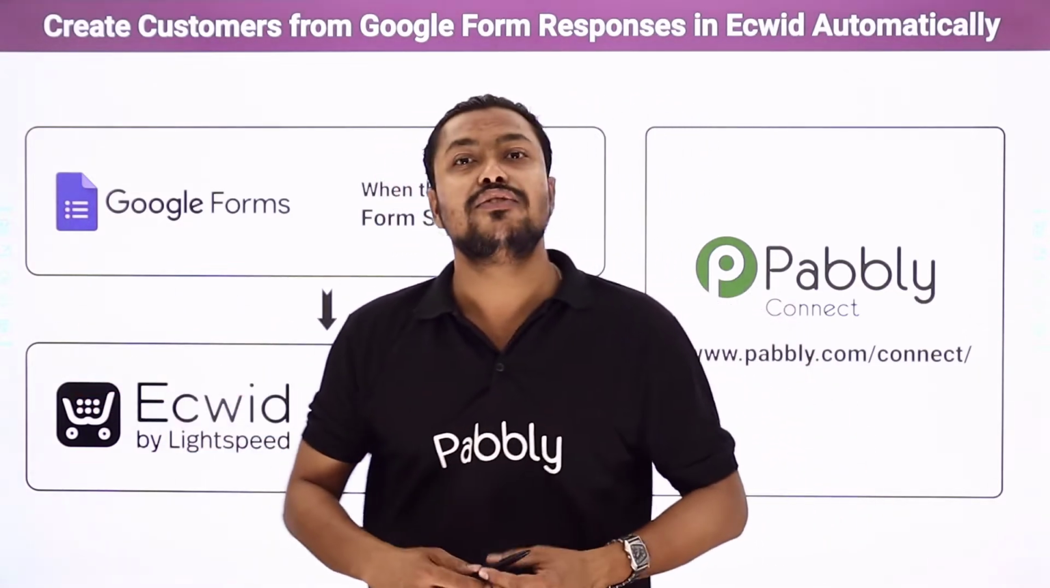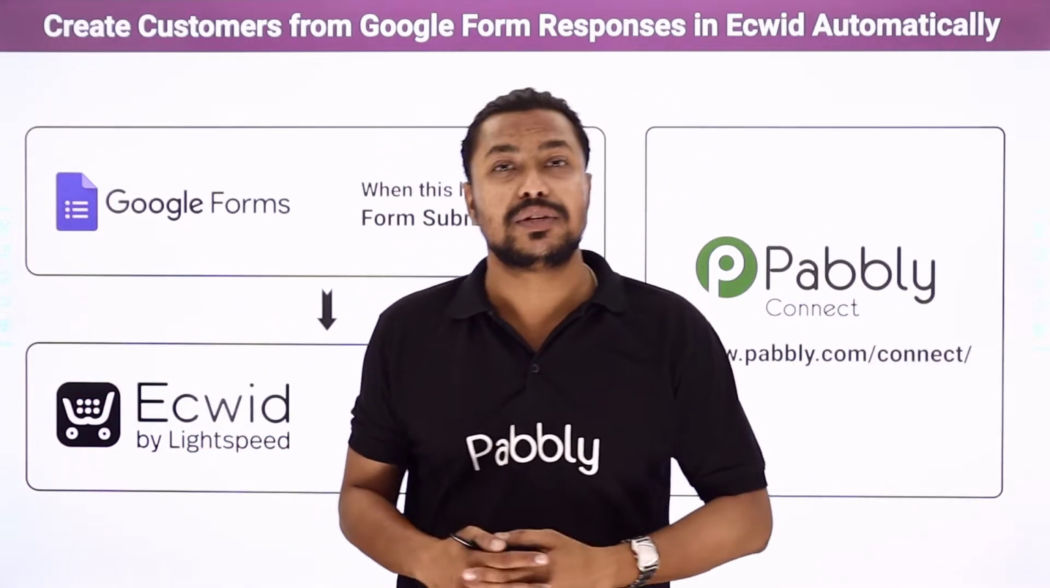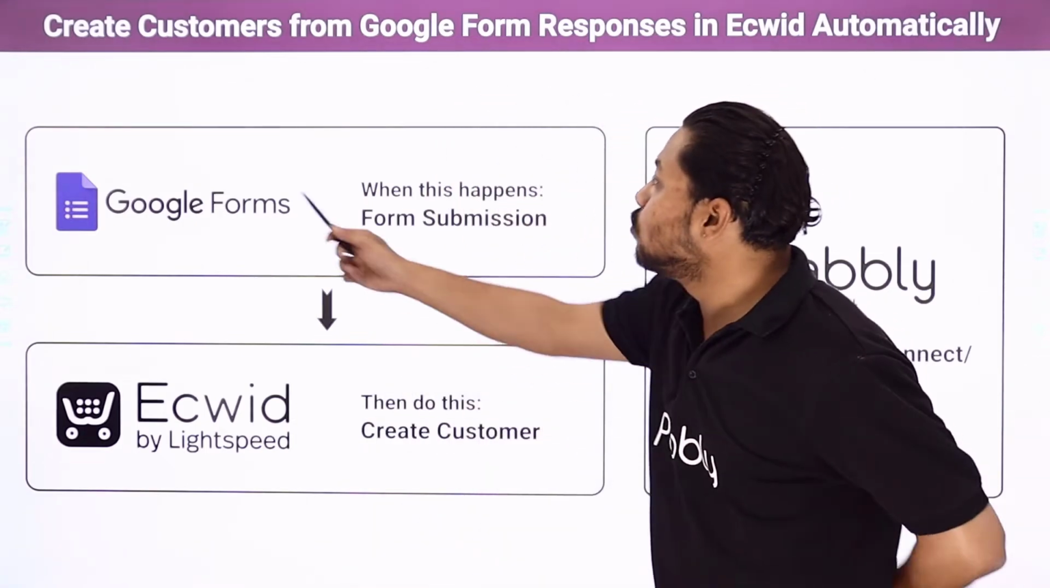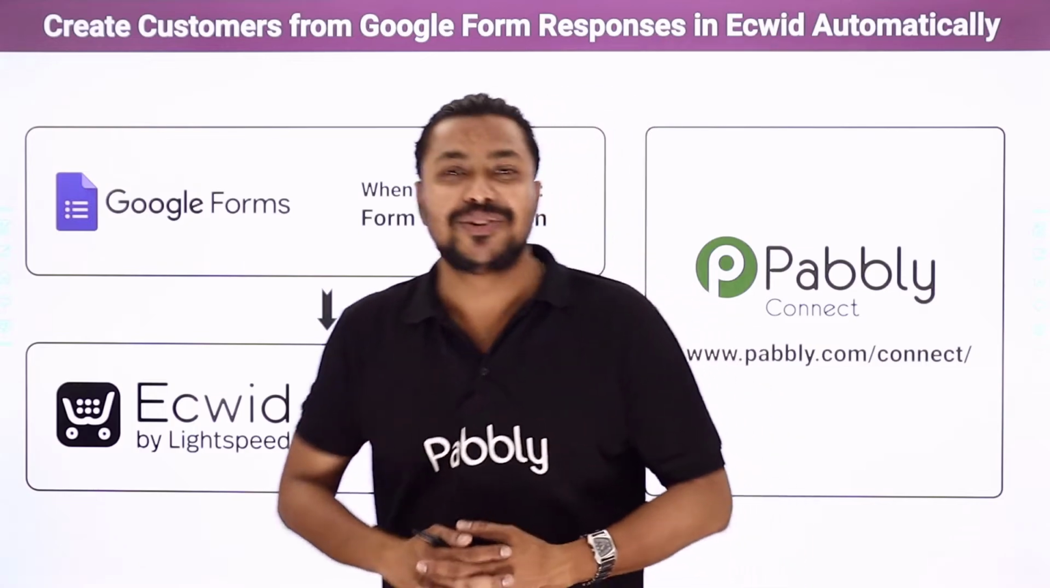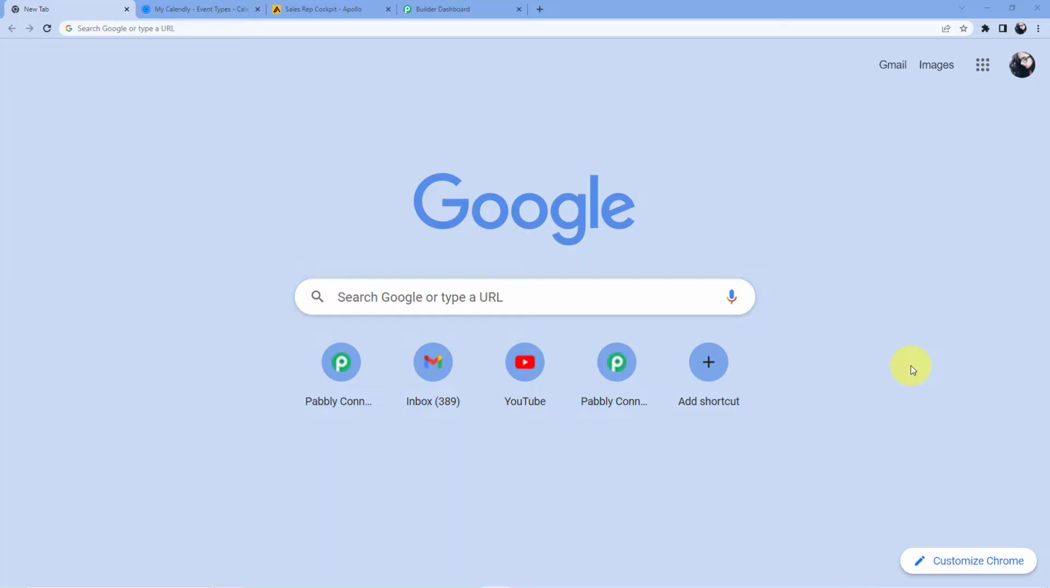Now to do this automation, we are going to use an integration and automation service, Pabbly Connect, which will help us connect Google Forms and EasyVid together. Now if you want to learn how to do this, you have to come with me to the screen. So we are back to our screen.